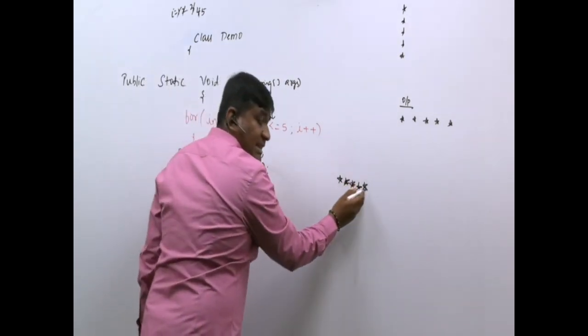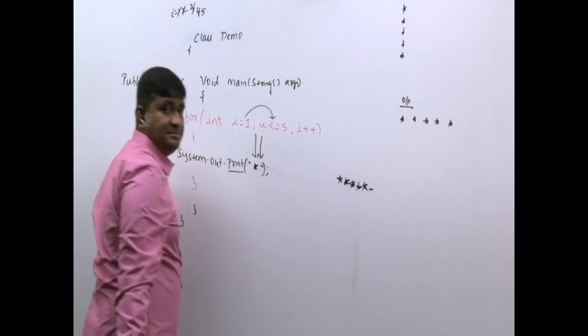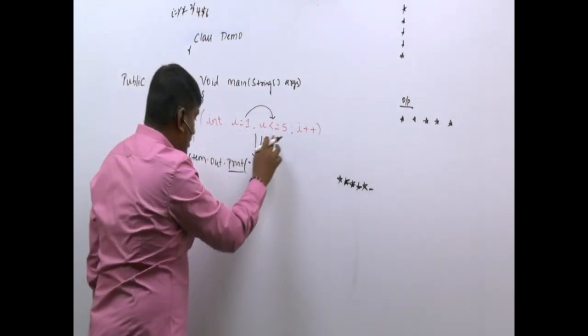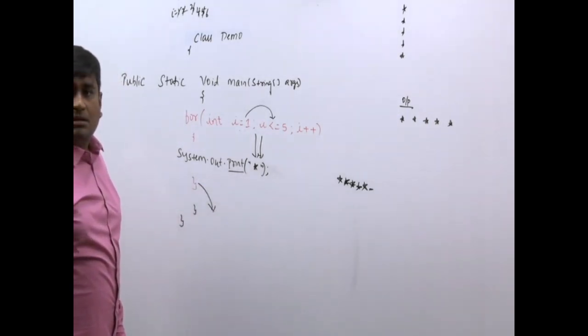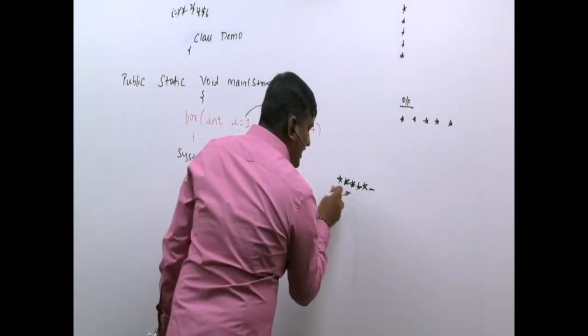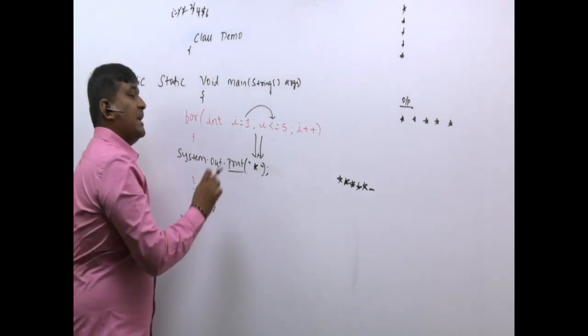Tell me, after displaying this star, will the control go to the next line or stay in the same line? The cursor will be in the same line. Increment, 5 becomes 6. Is 6 less than or equal to 5? No, the condition fails, control will come outside. Tell me, after displaying 5 stars, is the cursor present in the same line or has it come to the next line? It is in the same line. That is the beauty of print.